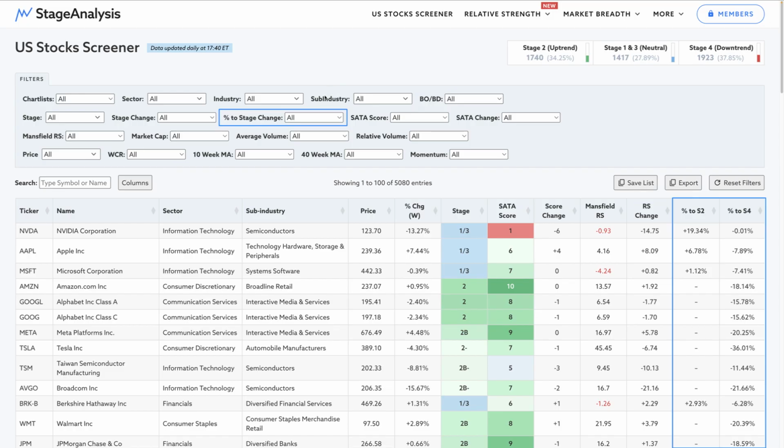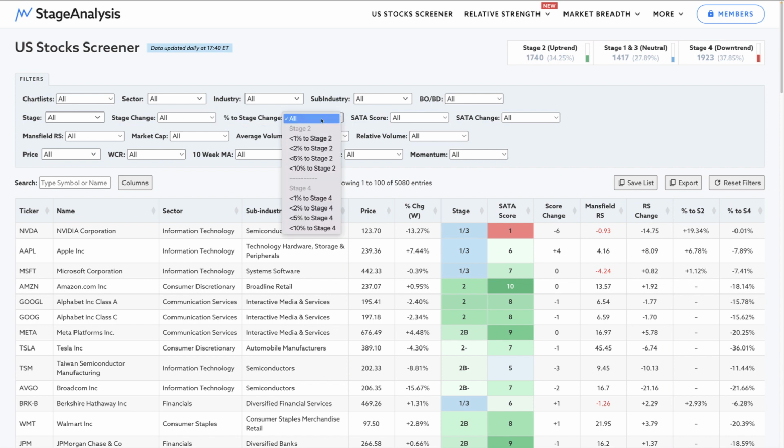On the screener page itself, we've got this percentage to stage change up here. So just highlight this. If you do this as a drop down, you can now do percentage values from here. I've just done some basic ones to begin with, where you can then look for stocks that are less than 1% from the stage 2 level, less than 2%, less than 5%, or less than 10% from the stage 2 level, and equally from the stage 4 breakdown levels.